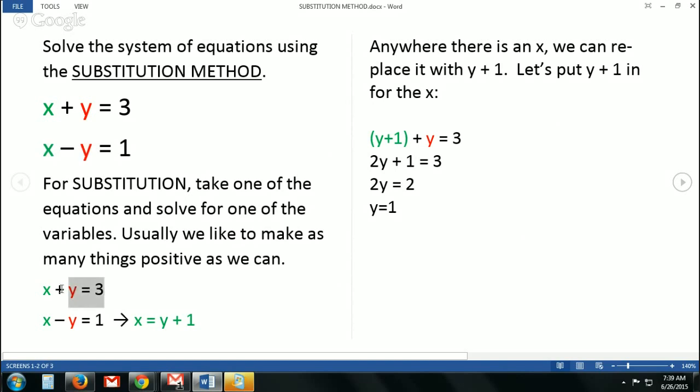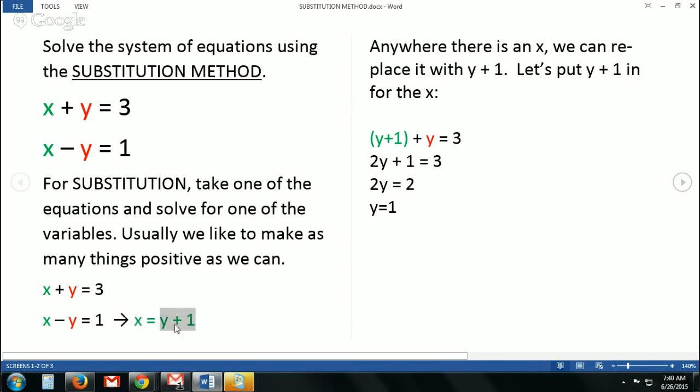So notice we've left the top equation alone, but the bottom equation, when we solve it for x, that means that I'll move the y to the other side to get the x by itself. That gives me x equals y plus 1. Now what this means, anywhere in this problem that I see an x, I can now replace it with what that means, which is y plus 1.